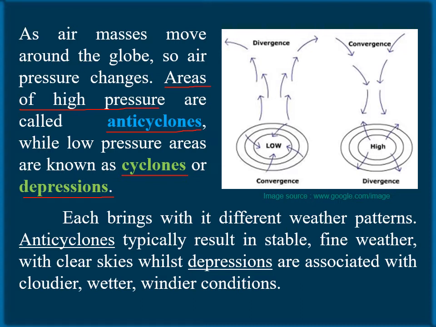Now, both anticyclones and cyclones show different weather patterns. Generally, anticyclones are more widely spaced, that means more aerial coverage, and they generally show calm, stable weather with clear skies, whereas in depressions or cyclonic conditions, the area is marked by cloudier, wetter and windier conditions.